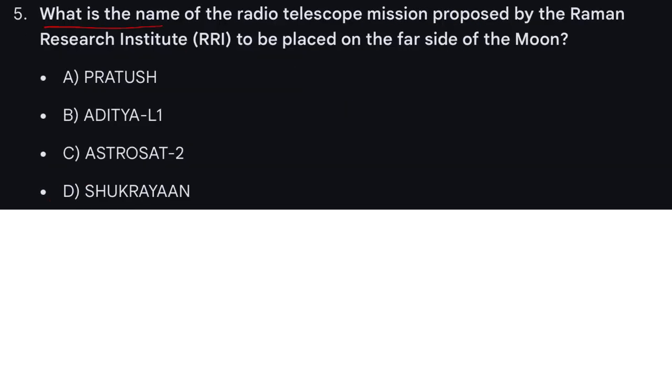Next, what is the name of the radio telescope mission proposed by the Raman Research Institute to be placed on the far side of the moon? The name of the radio telescope is Pratyush, right? Pratyush stands for Probing Reionization of the Universe using Signal from Hydrogen. It will be placed on the far side of the moon, correct? And it is designed to study the cosmic dawn.